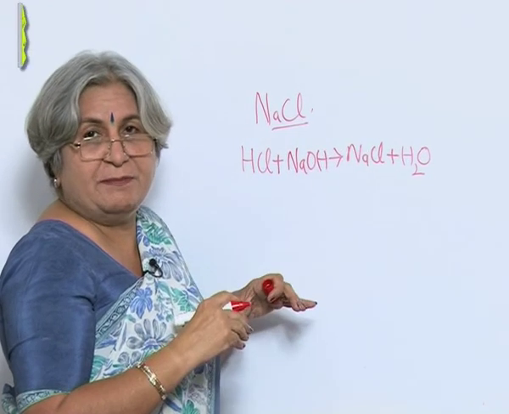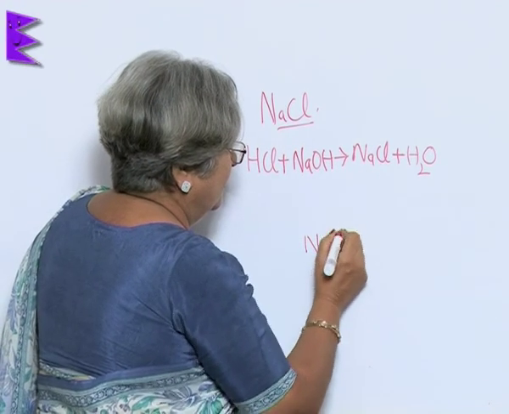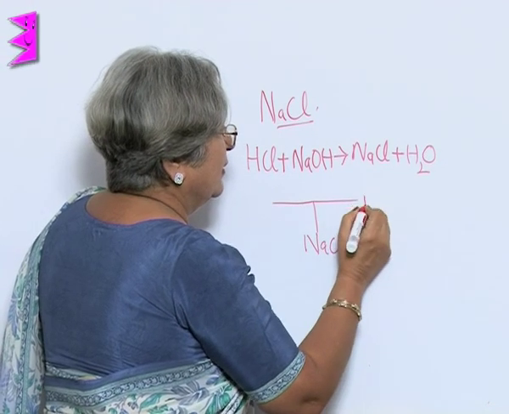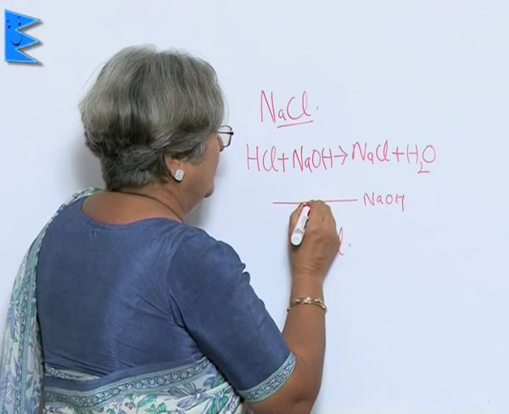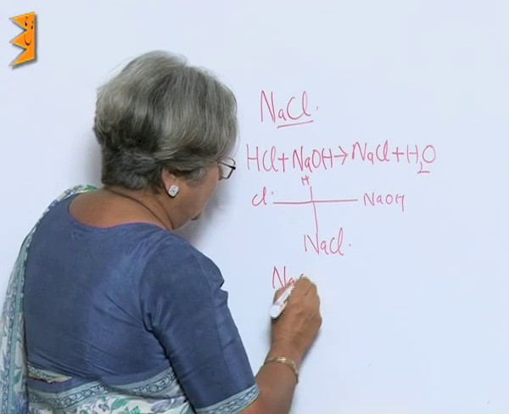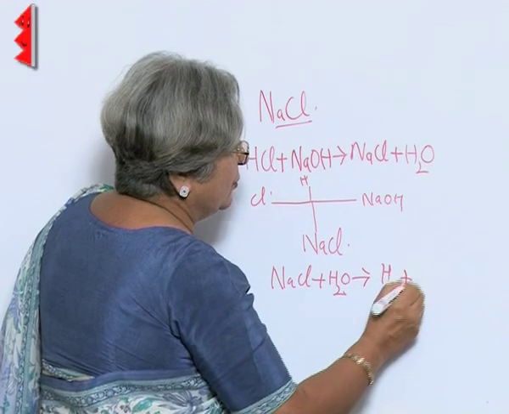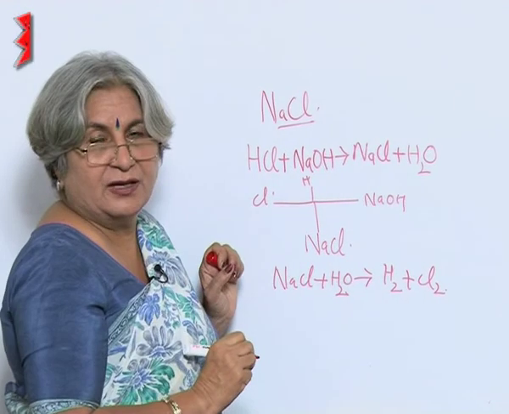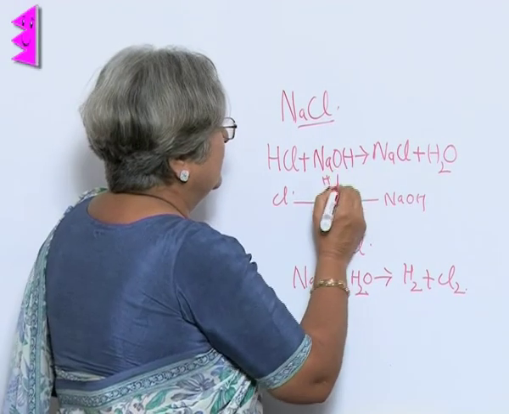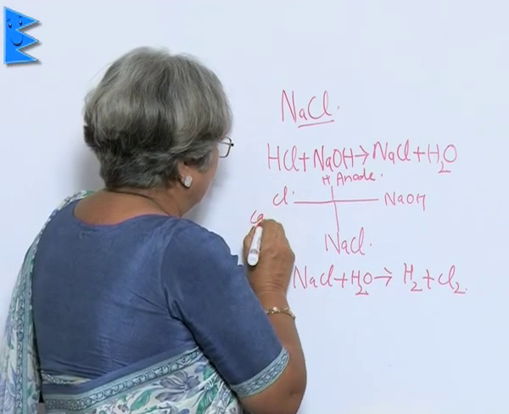Now, what happens if we pass electric current through NaCl? What will happen is, it will produce NaOH, hydrogen and chlorine. NaCl plus water gives us NaOH plus H2 plus Cl2. Now, hydrogen is a positive ion, so it will get collected at the anode, while the chlorine will get collected at the cathode.